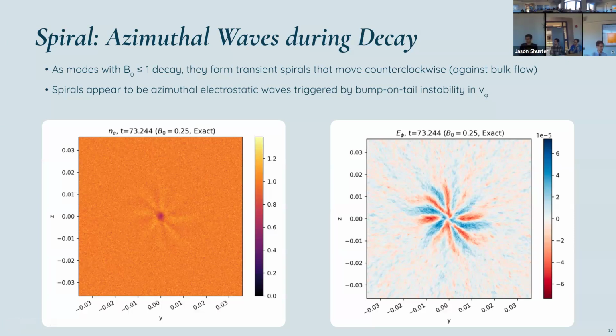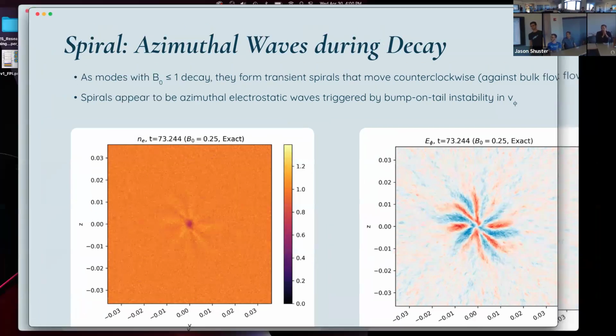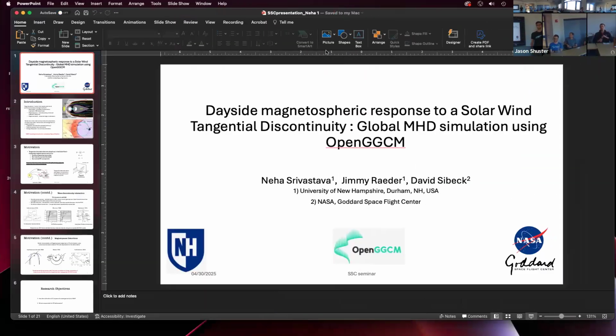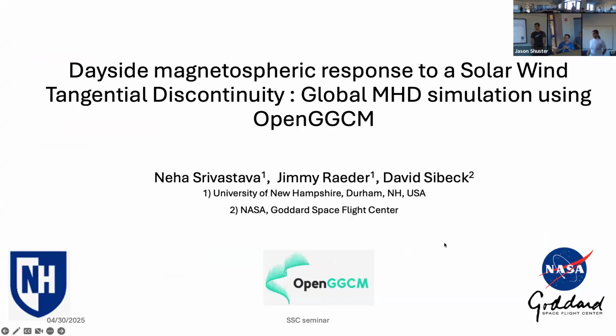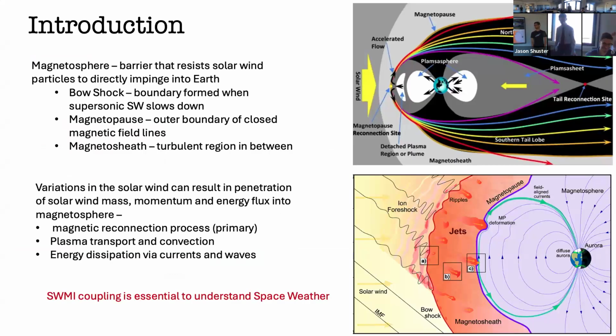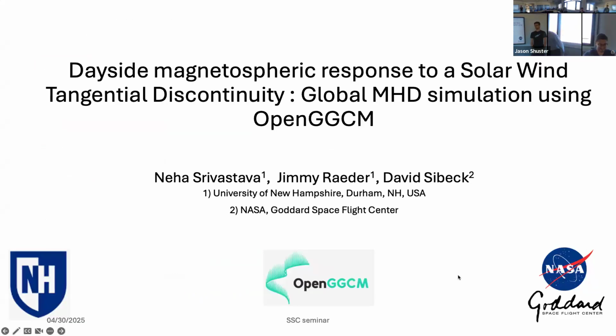All right, thank you again, James. Now we switch over to the next speaker, who is Neha Srivastava, who is also a PhD student, same year as James, a fifth year student. She is going to talk to us about some OpenGGCM simulations, and based on that topic, you might also guess that she is working with Jimmy Raven. So I will let you go.